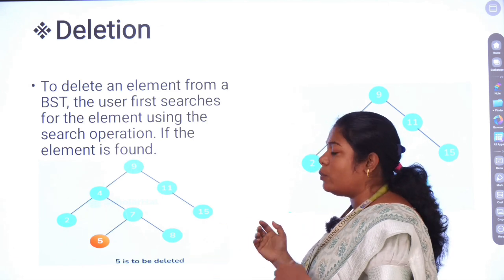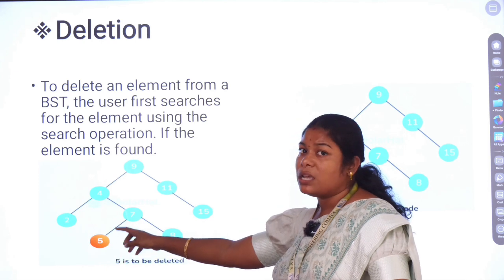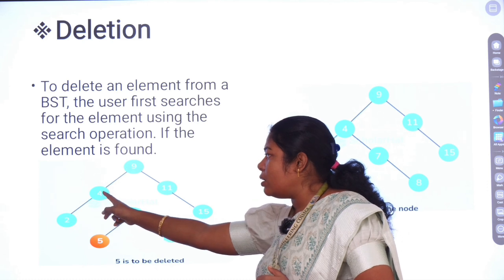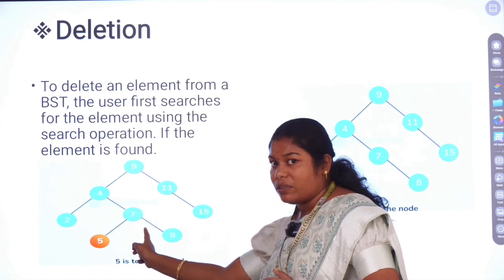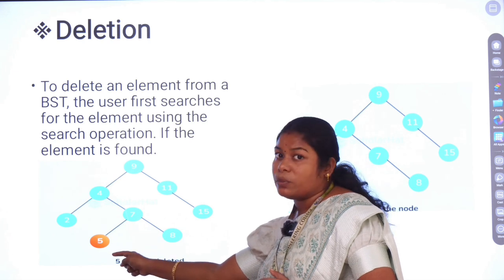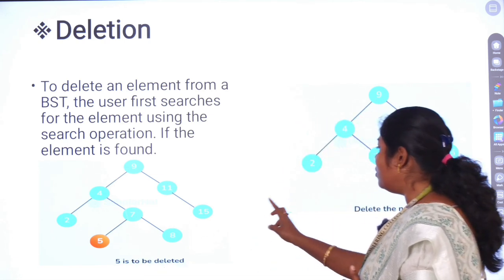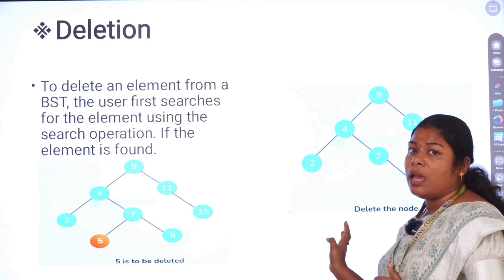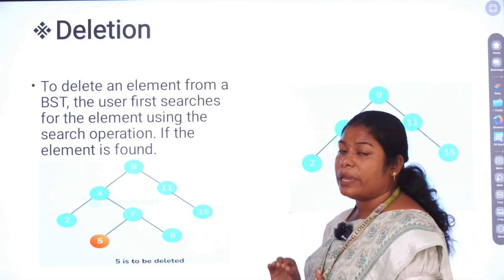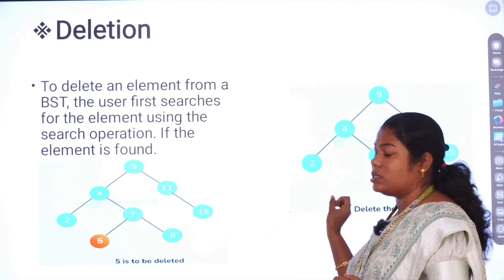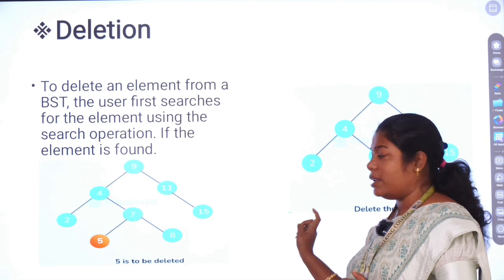For deletion, if I am going to delete the node 5, I will traverse through the left subtree and compare here. If it is greater, I have to traverse the right subtree and then I will reach the element which I am going to delete. So this is how deletion is performed in a binary search tree. These are the basic operations performed in a binary search tree, that is searching, insertion and deletion.